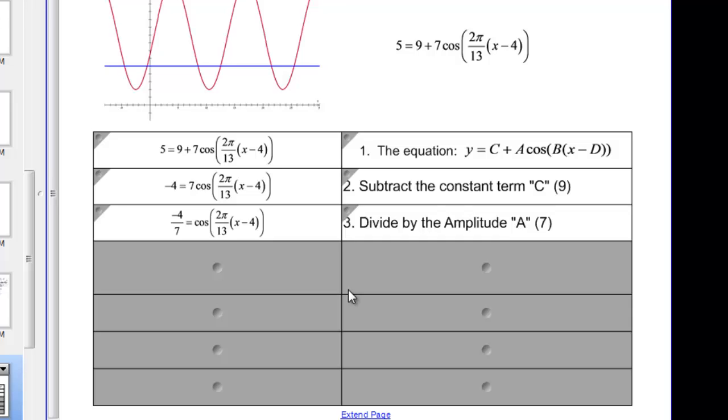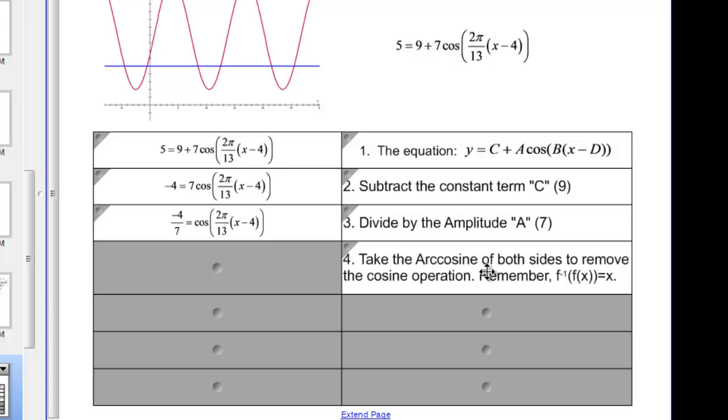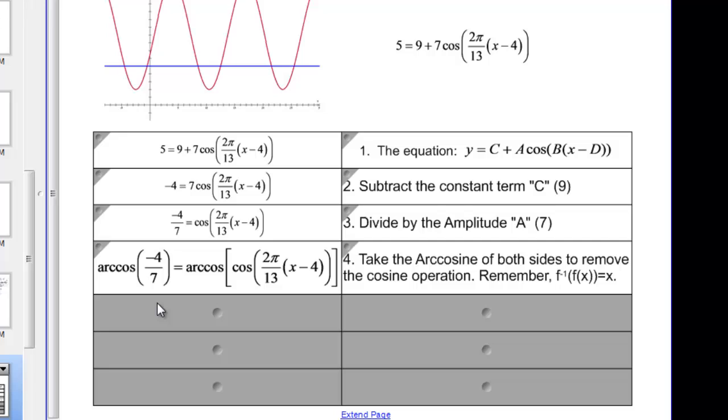(x minus 4). And now we can see that the next thing blocking us from x is the cosine operation. And here's where we get to take advantage of what we've been discussing, the inverse or arc cosine. We're going to take the arc cosine of both sides to remove the cosine, since the arc cosine is the inverse of the cosine. And when we take the inverse function of a function in a composite manner, we end up with just the x value. So I'll take the arc cosine of both sides here.